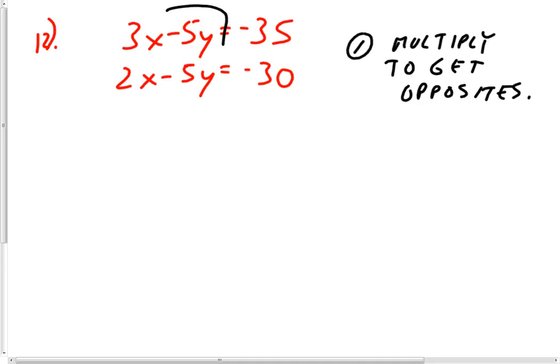Circle this. I was right. Circle that. I could focus on the x's if I wanted to. I'd still get the same answer. It would just be a longer problem.